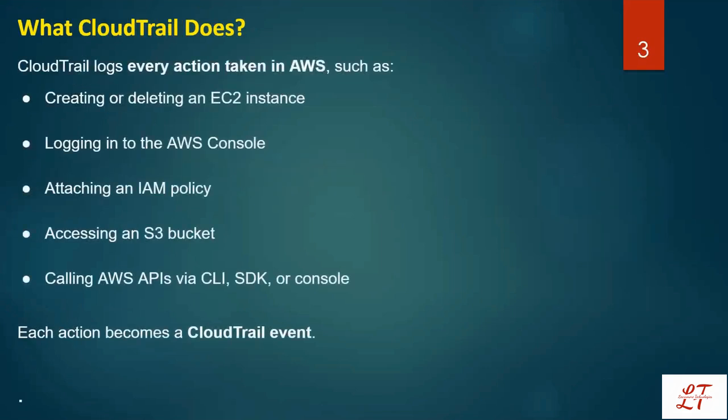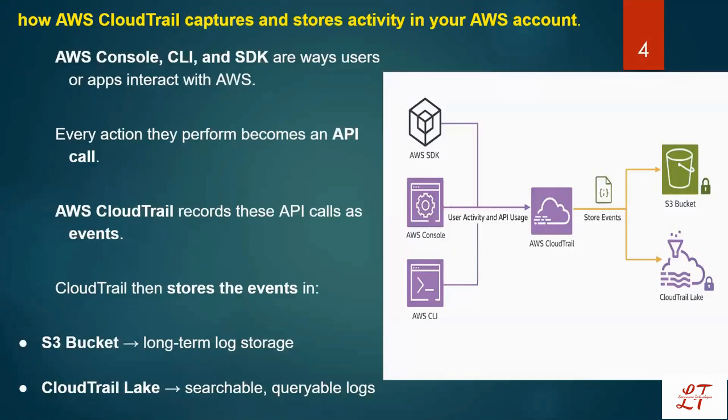So coming to what CloudTrail does. Like I said before, it logs every action taken in AWS, such as creating and deleting your EC2 instance, logging into the AWS console, attaching an IAM policy, accessing an S3 bucket, or calling AWS APIs like the command line interface, SDK, and console. Each action which is happening in the services is a CloudTrail event.